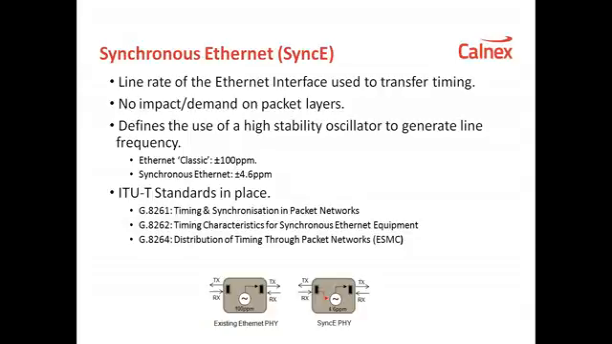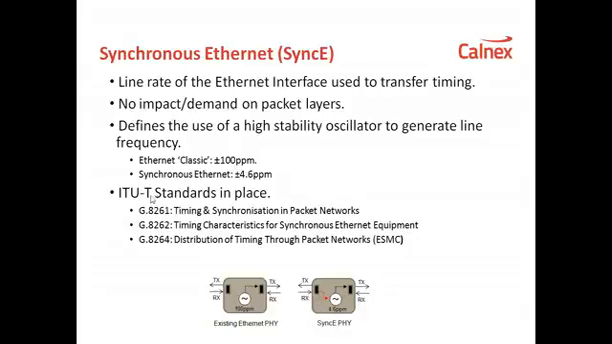The other big difference with synchronous Ethernet is that it does use a higher quality local oscillator, 4.6 ppm stability compared to 100 ppm for traditional Ethernet. So the concept here is that synchronous Ethernet is an extension of Ethernet that allows clocking and synchronization to be locked and transported across a network.